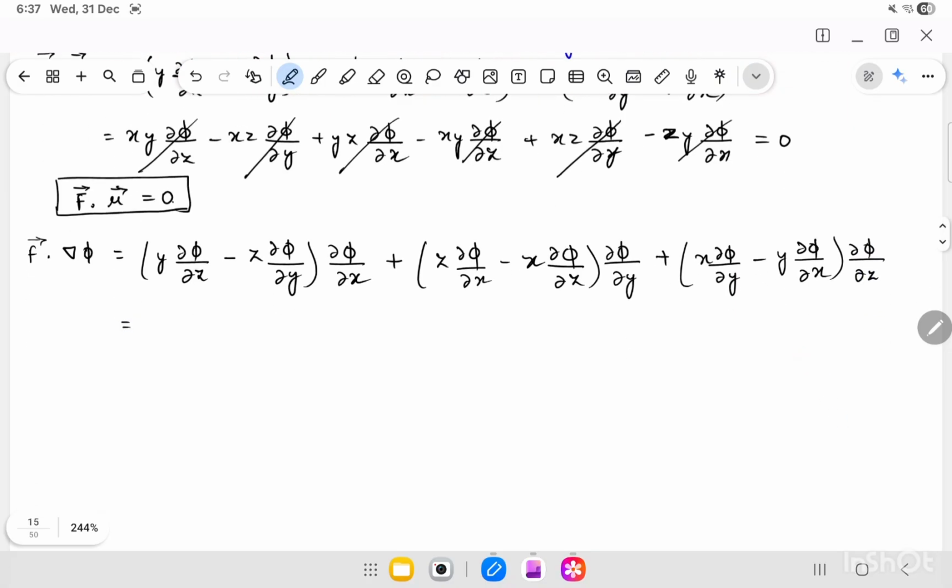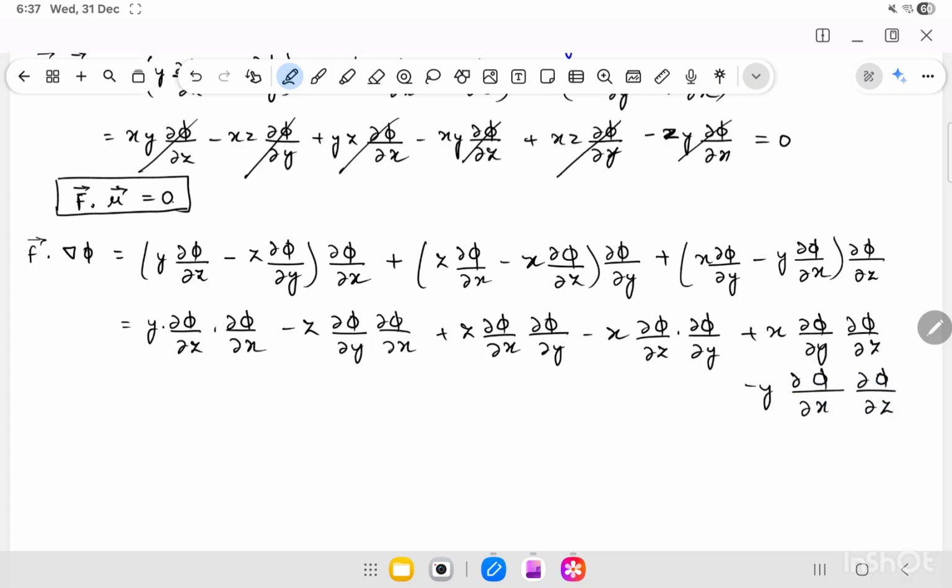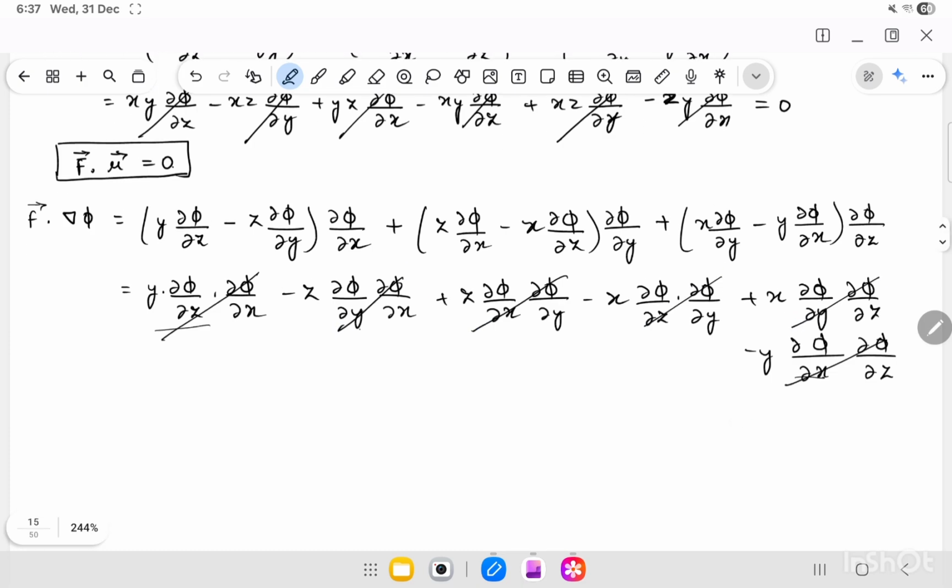Now if we distribute these terms inside the brackets, we get y times ∂φ/∂z times ∂φ/∂x, minus z times ∂φ/∂y times ∂φ/∂x, plus z times ∂φ/∂x into ∂φ/∂y, minus x times ∂φ/∂z into ∂φ/∂y, plus x times ∂φ/∂y into ∂φ/∂z, minus y times ∂φ/∂x times ∂φ/∂z. Now we observe that this term and this term balance each other, likewise this term and this term balance each other, and this is balanced by this one, so this dot product is again equal to 0.